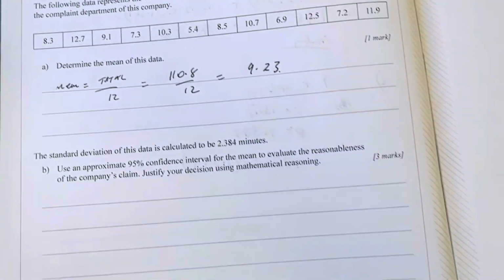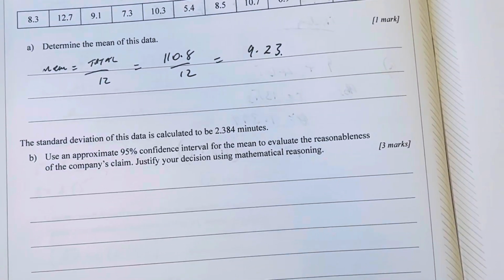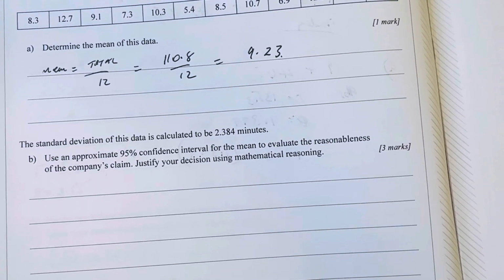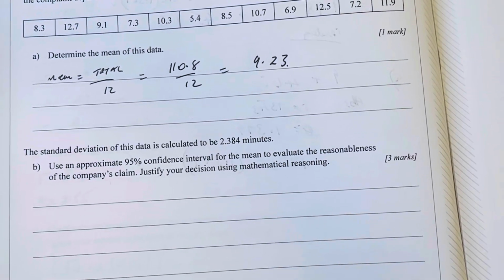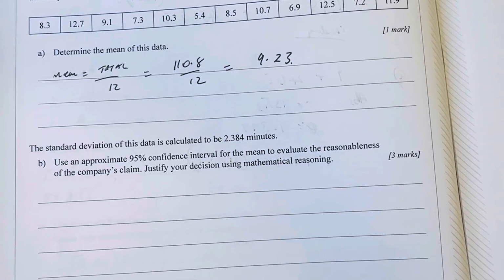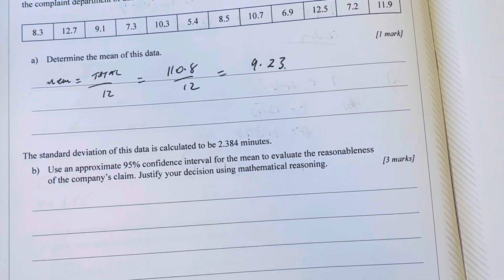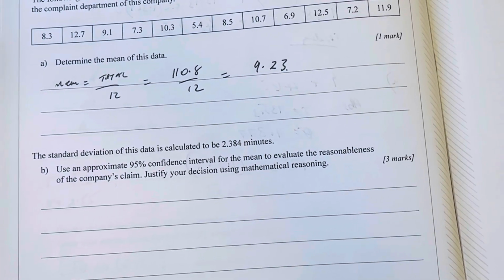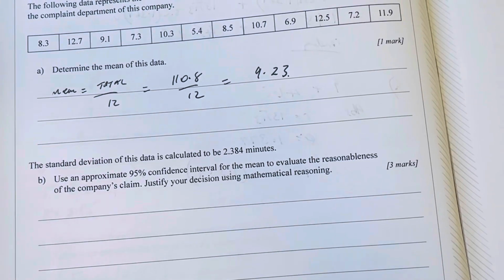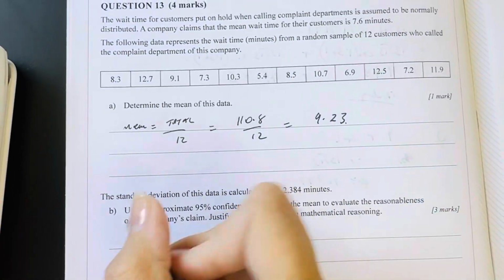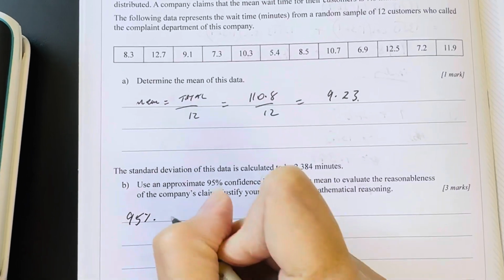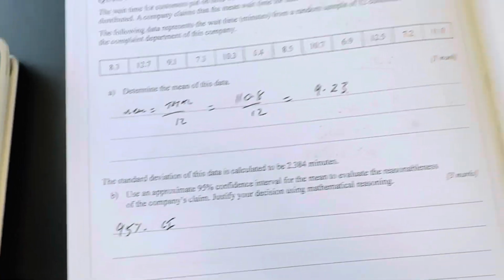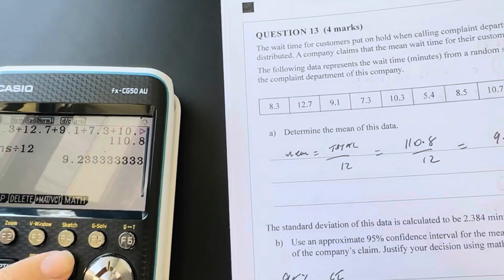Go for it. The standard deviation of this data is calculated to be 2.384. Use an approximate 95% confidence interval for the mean to evaluate the reasonableness of the company's claim. Justify your decision using mathematical reasoning. So a 95% confidence interval. So I am going to use stats modes now.